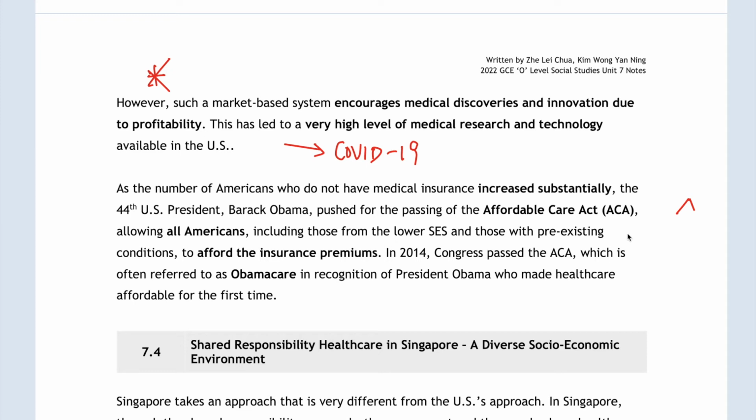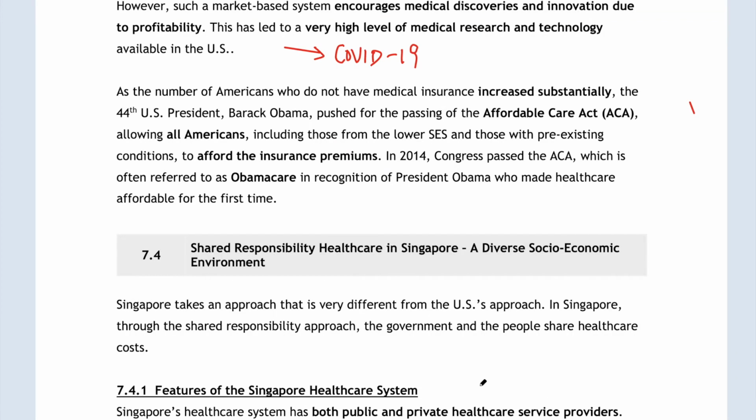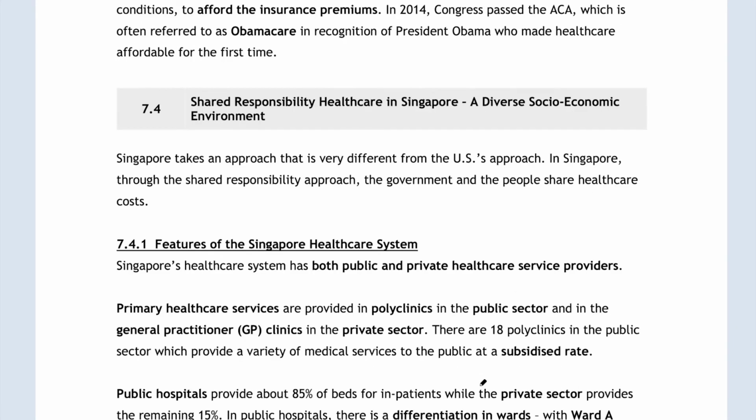So that was the system for the Americans. Now we take a look at the system for the Singaporeans as well, so us, essentially. So now we talk about the system in Singapore.